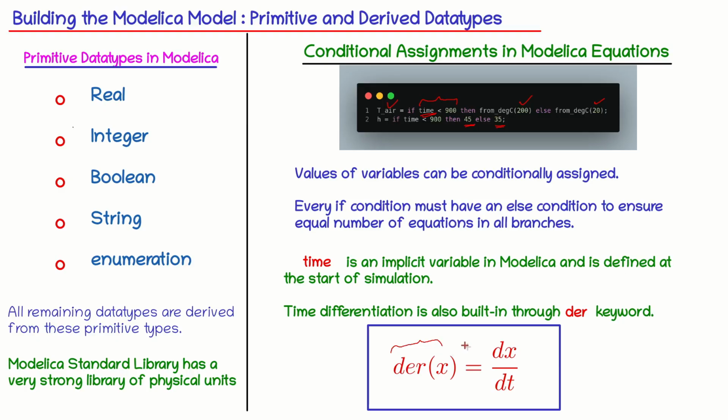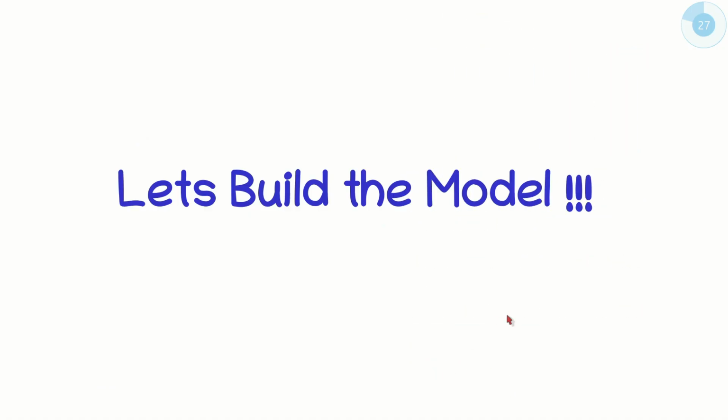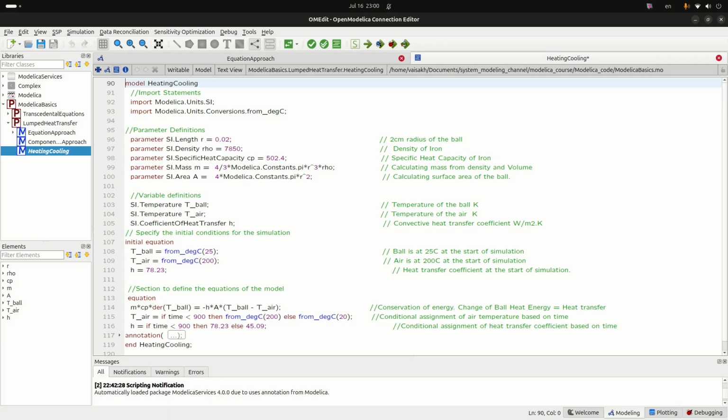Now we have all the sufficient information that we need to build the model. Let's go to the OpenModelica Connection Editor interface and see how this is all put together and how we can simulate our model. For convenience of time, I have already compiled the model. We will go through it line by line and understand what it means.